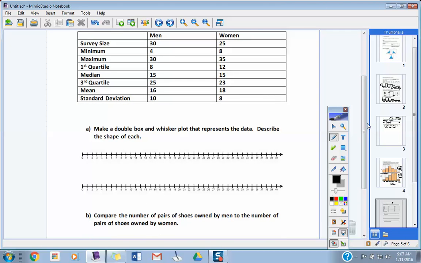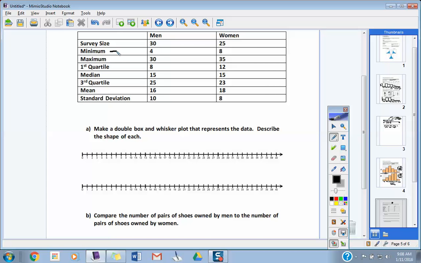How many men did we survey? The minimum is what value? 4. So of the 30 guys that were surveyed, the minimum number of pairs of shoes that one person owned was 4. What was the maximum number of pairs? 30. Then in this data set, the median was 15, and the third quartile was 25. The average number of pairs of shoes those guys had was 16. Seems a little high to me.